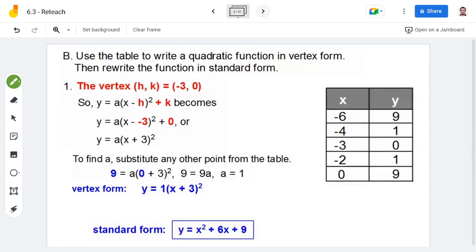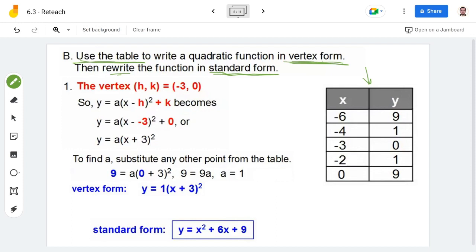Now, in this example, we are going to learn how, by using the table, we can write the vertex form. Then after we find the vertex form, we need to rewrite the function in standard form. Rewriting in standard form is the same way that we learned now. We only need to learn how we can get the vertex form from the table.